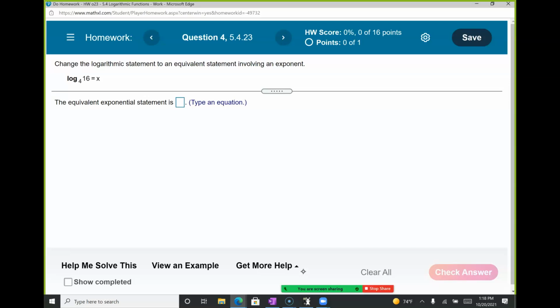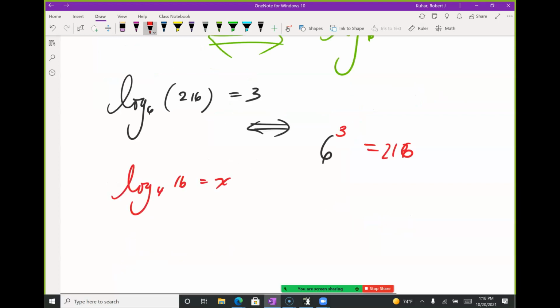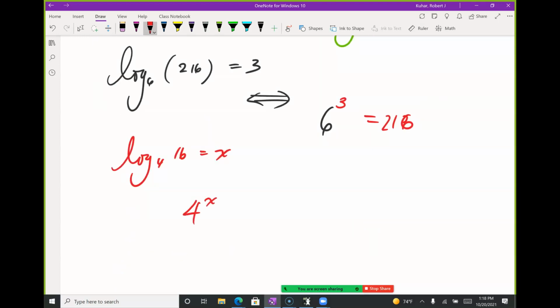16 equals 4 to the x. So, again, when you're looking at this first, you're like, what? Right? But when you translate it, it's easy. Log base 4 of 16 equals x, which means 4 to the x is 16, and of course that means x is 2. Very easy once you translate.